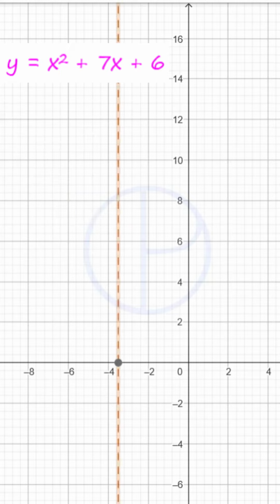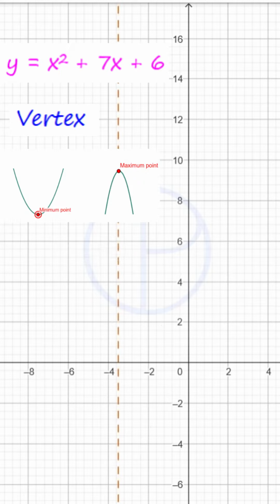The next step is finding the vertex. A vertex is a point where the curve changes its direction, representing either the minimum, that is the lowest point on the curve, or the maximum, that is the highest value of the curve. It is otherwise known as the turning point of the curve.